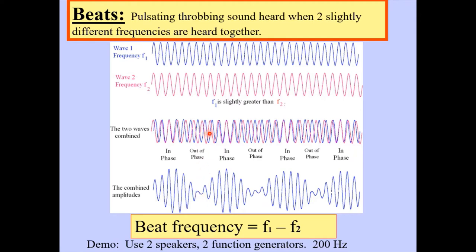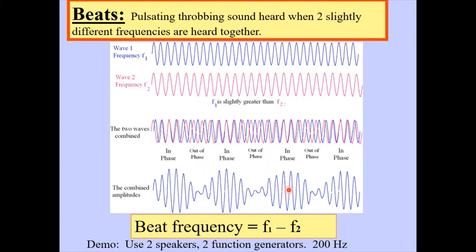But then as we keep moving to the right, the waves start to catch up with each other again in frequency, and now they're overlaid again, and they're in phase. So this is going to produce a loud sound. And then as we keep going to the right, we're out of phase, in phase, out of phase, and in phase. So what we actually hear is the combined amplitudes of this blue and this pink wave produces a loud sound, a soft sound, a loud sound, a soft sound, etc.